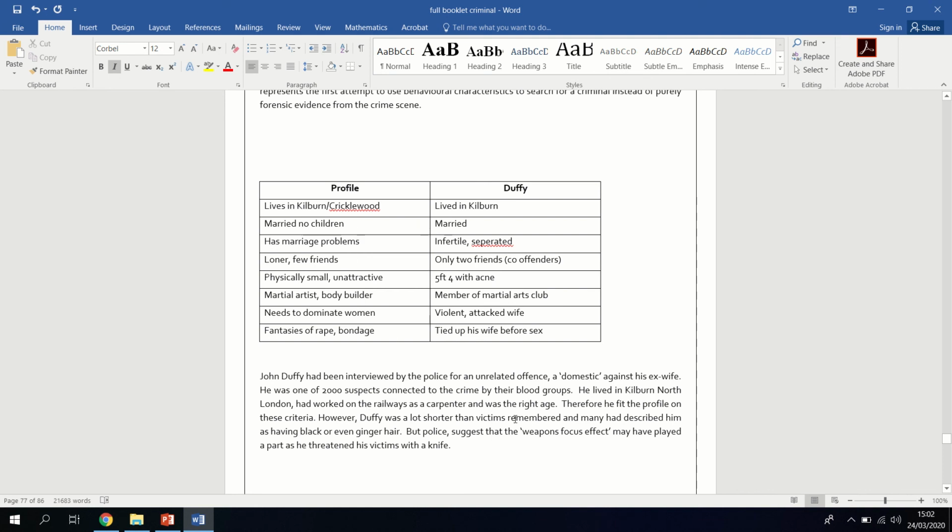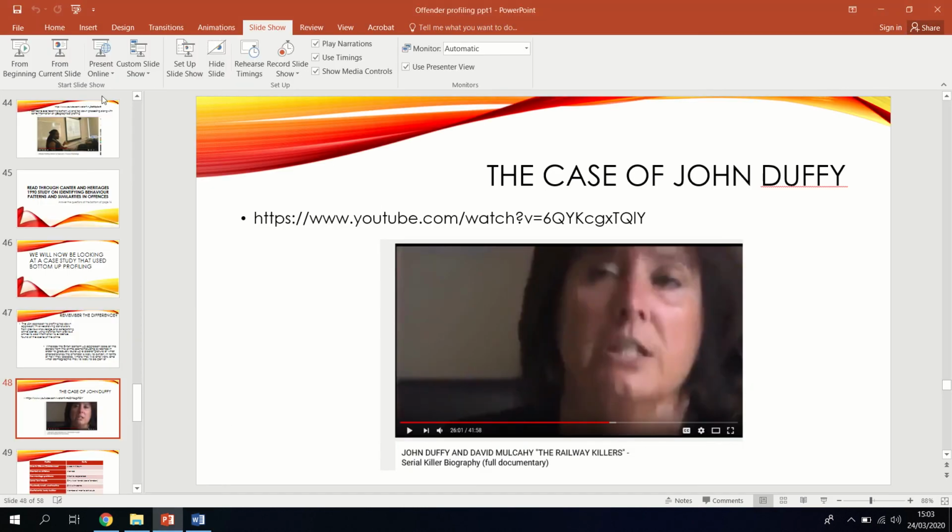However, Duffy was a lot shorter than the victims had remembered, the ones that weren't dead, of course, and many had described him as having black or even ginger hair, but the police suggested that the weapon's focus effect may have played a part as he threatened his victims with a knife. What the weapon's focus effect is basically when you don't realise or recognise certain characteristics of a person because you're too busy looking at the weapon, so it may distort your memory a little bit. So they suggested because he was holding them at knife point that they wouldn't have been able to keep a clear mind of what characteristics he actually had. So that was a case of John Duffy.